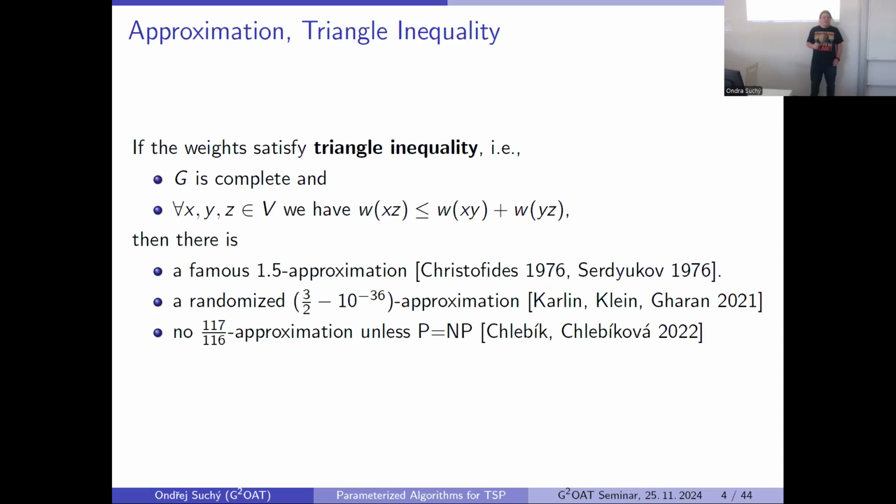And for this special case, there is a famous 1.5 approximation due to Christofides and independently due to Serdyukov. And since then, it was a long time open whether you can do something better until 2021, when some group of authors announced that they can shave off 10 to the minus 36 from the approximation factor if you sacrifice determinism, because it's only randomized, okay? So it's in expectation they shave off this 10 to the minus 36. Okay, and it cannot be approximated better than 117 over 116 unless P equals NP. So for this case, you see people are still doing research on this problem.